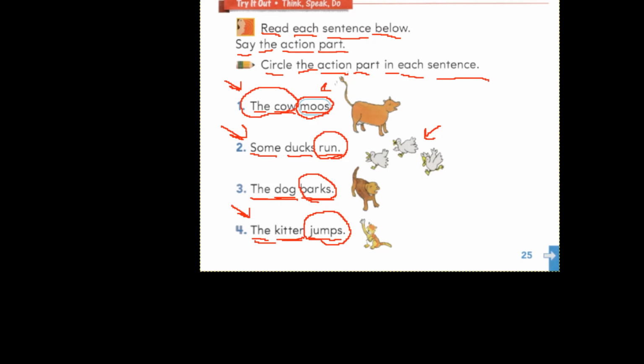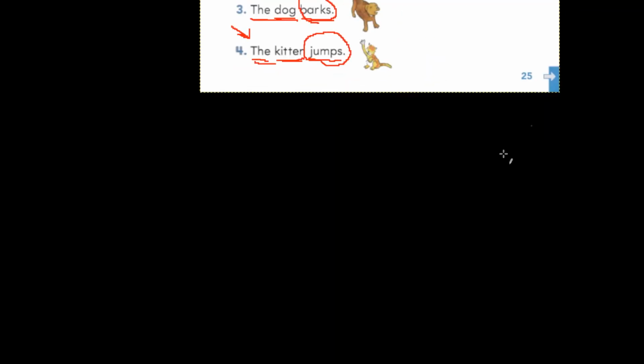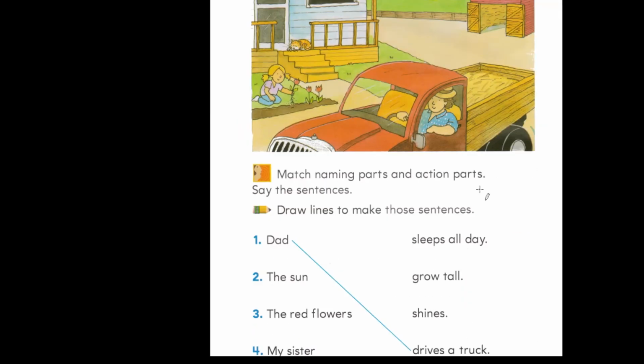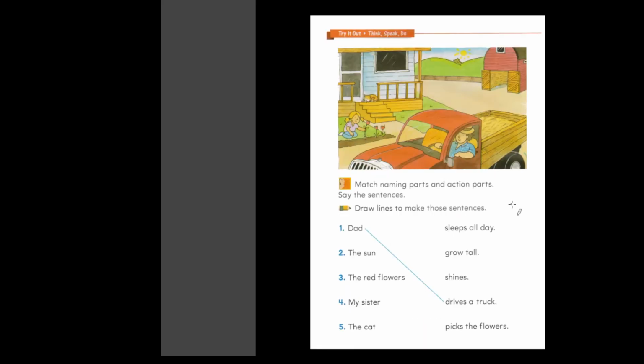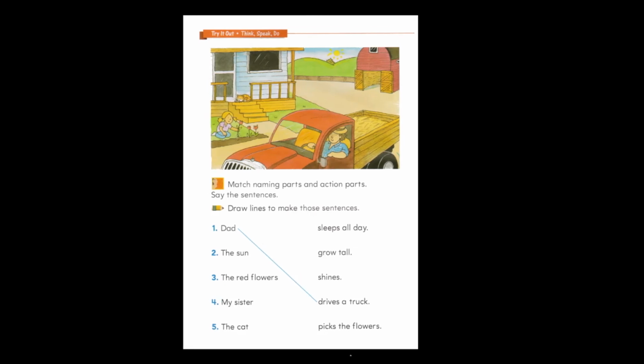Very good. So let's go on to our second worksheet and let's see what we can do. And this one comes with a picture, so we have to look at the picture too. Okay, so let me move this a little bit there. Okay, so let's look at our picture. And this says, match naming parts and action parts. Say the sentences. Draw lines to make those sentences.